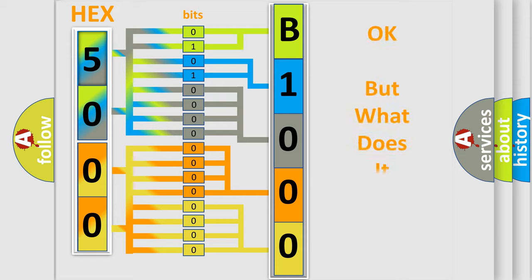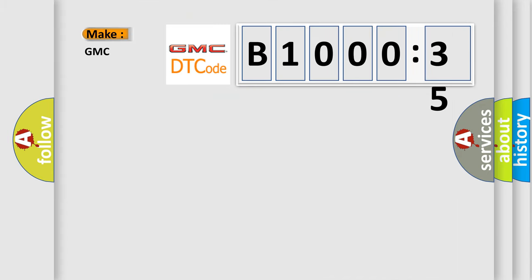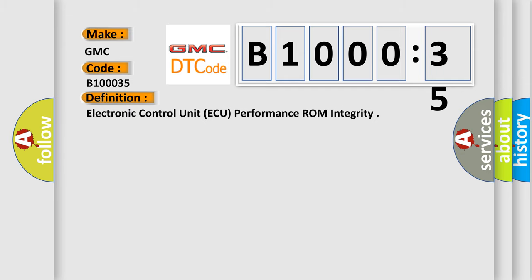The number itself does not make sense to us if we cannot assign information about what it actually expresses. So, what does the Diagnostic Trouble Code B1000-35 interpret specifically for GMC car manufacturers? The basic definition is electronic control unit performance ROM integrity.